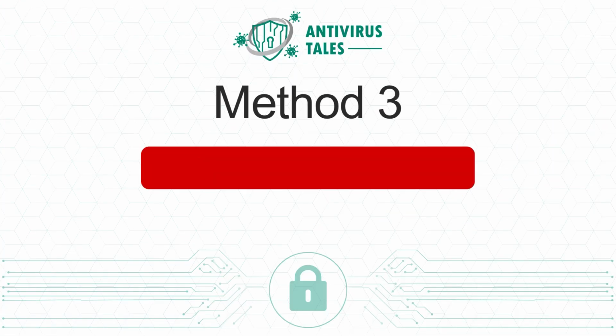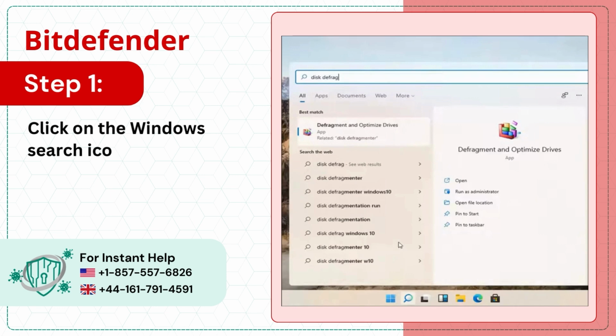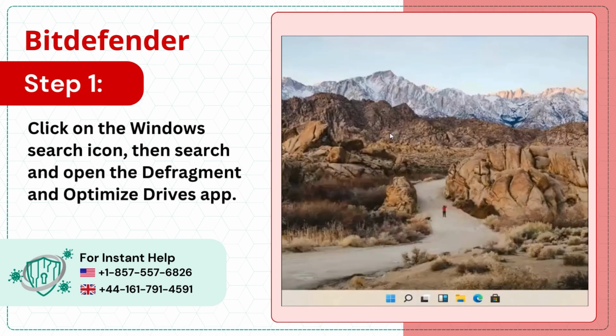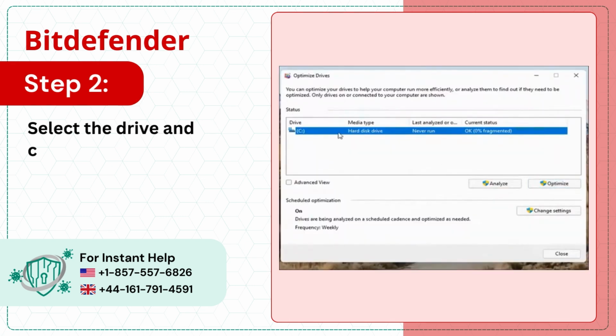Method 3. Run disk defragmentation. Step 1. Click on the Windows search icon, then search and open the Defragment and Optimize Drives app. Step 2. Select the drive and click Optimize.